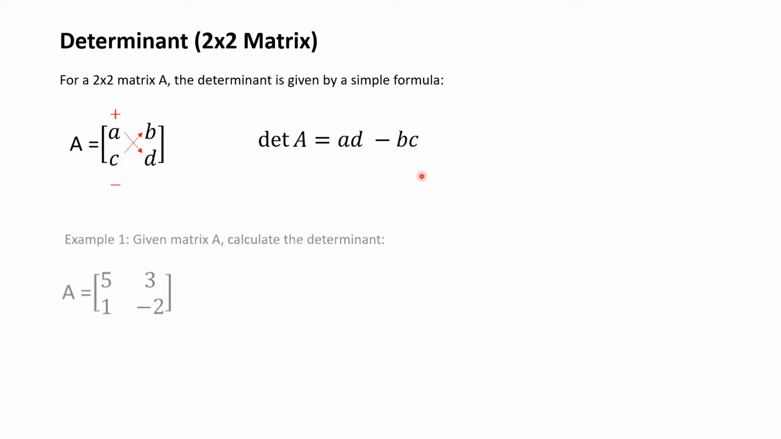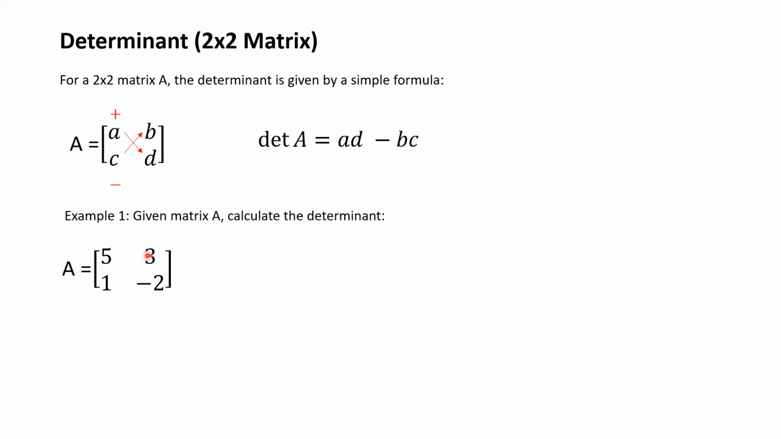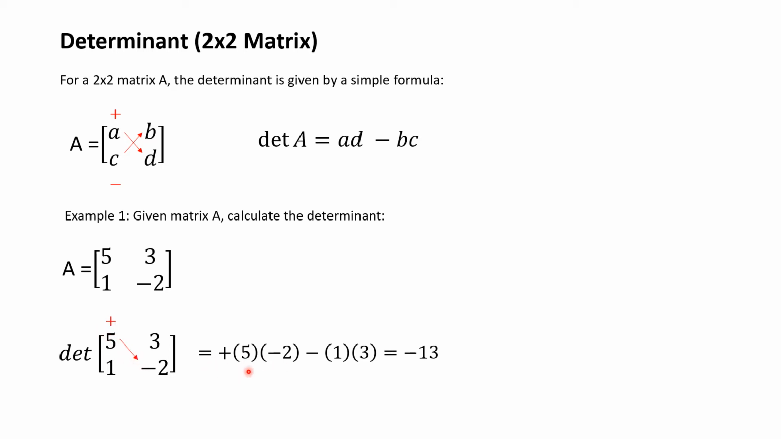Let's look at an example now. Given matrix A, calculate the determinant. So first we need to multiply 5 times negative 2. Because it's a downward sloping diagonal, we know it's positive. So positive 5 times negative 2.